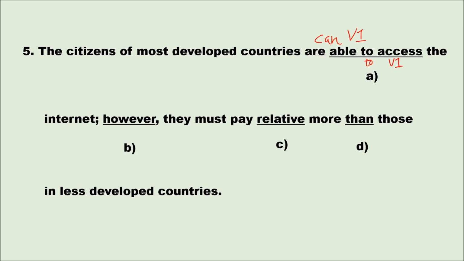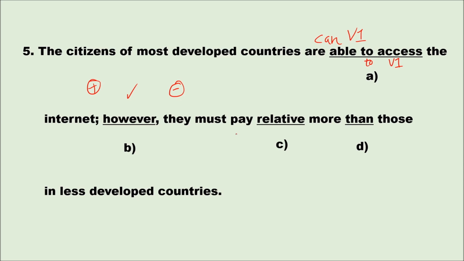Next, we'll look at however. However implies that there are contrasting bits of information. We can see developed countries, able to access the internet, all of this is positive, and then paying for is negative. Paying more for is even more negative. So, however is correct. I'd like to pause here to promote another video of ours, comparative sentences.